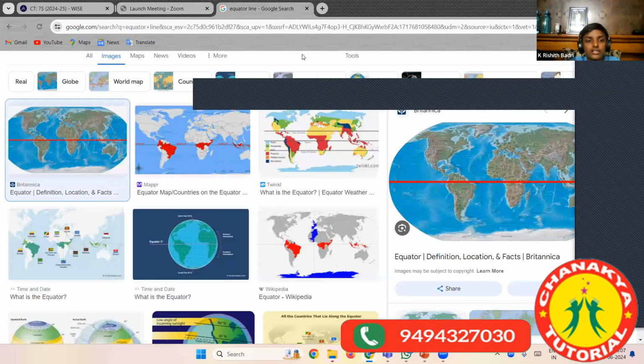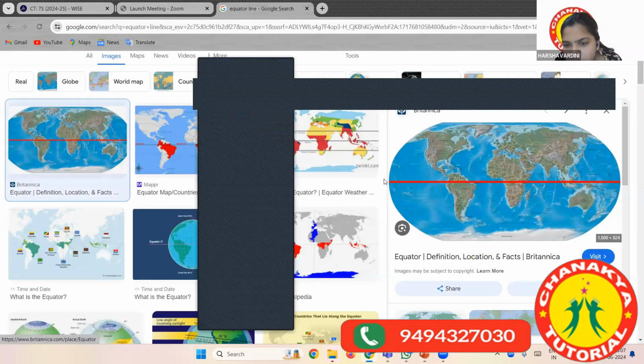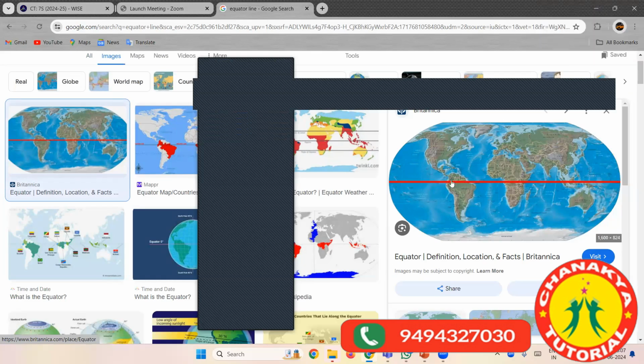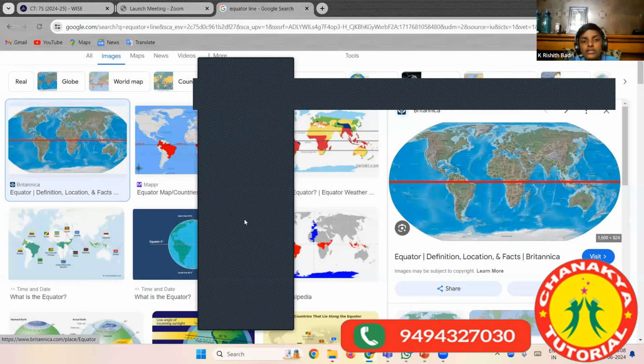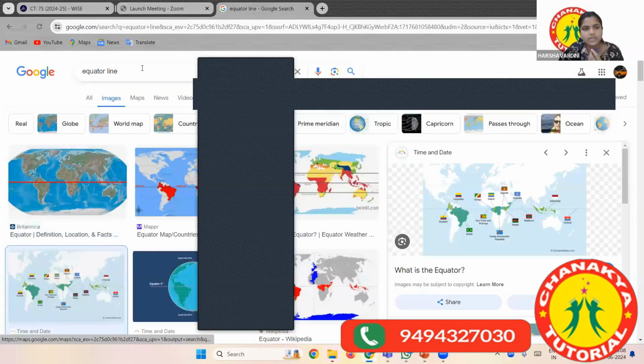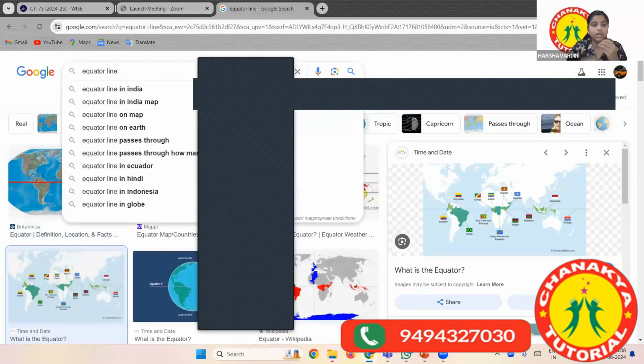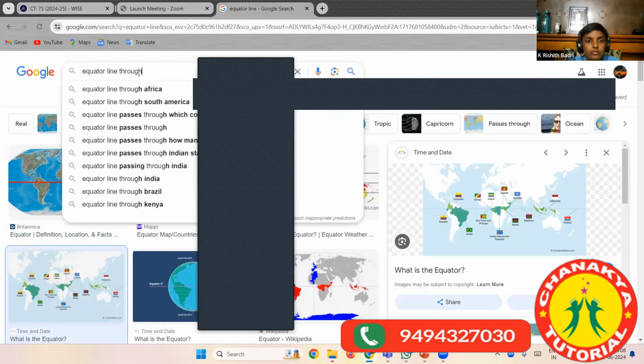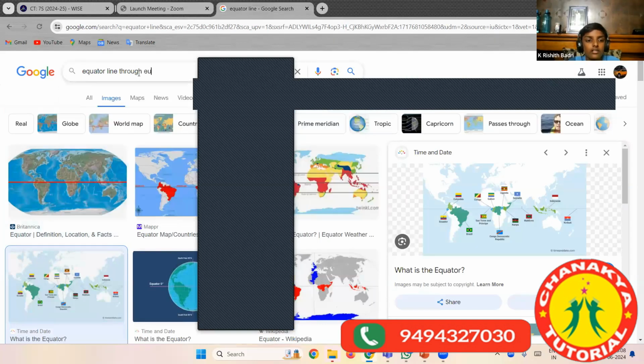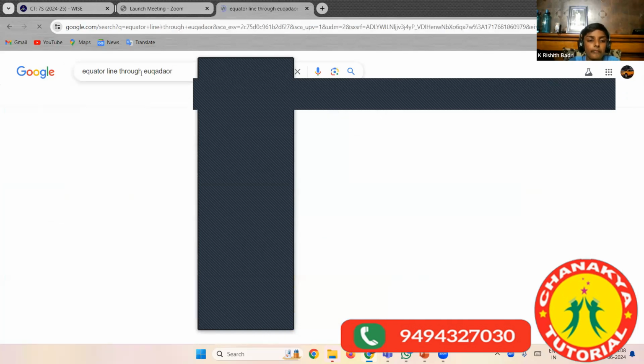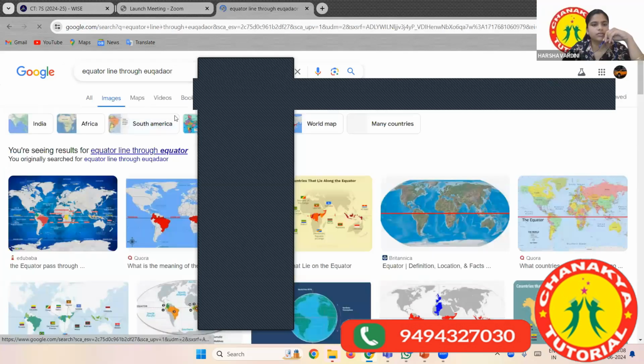That's what I was saying. It is passing through the Americas, Africa. It's the equator. Yes, ma'am, he's telling about the equator line passing through Ecuador. Spelling is wrong. Ecuador.